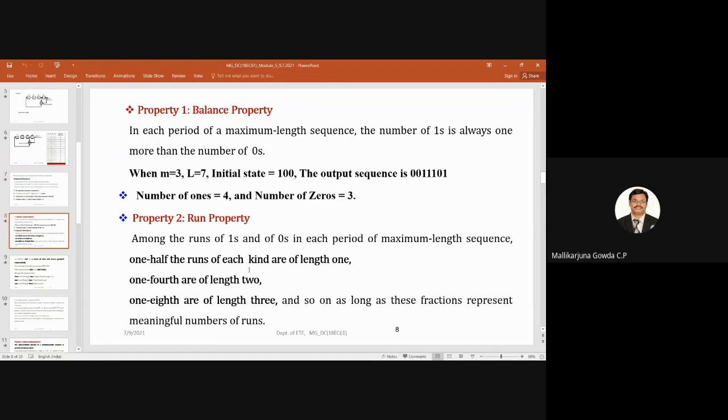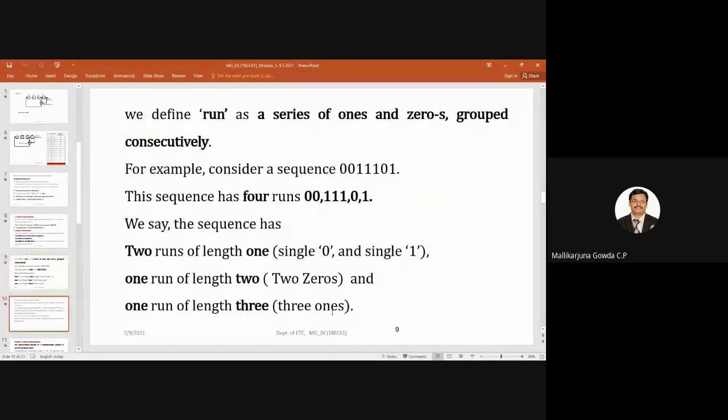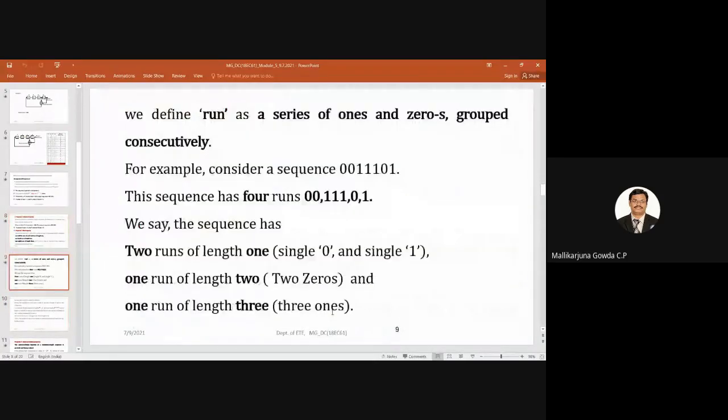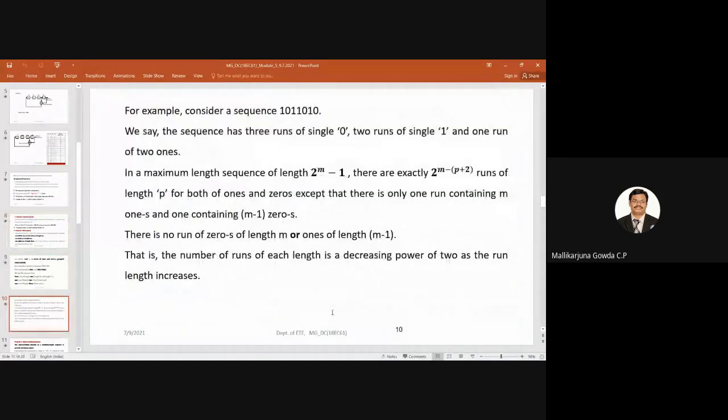1/2 will have the runs of length 1, 1/4 will have a run of length 2, 1/8 will have a run of length 3, and so on, as long as those fractions represent the meaningful number of runs. That is known as the run property. So balance property, I said what it is. Then run property is done. Then the third one is the autocorrelation property.